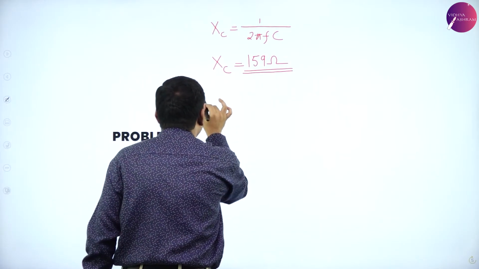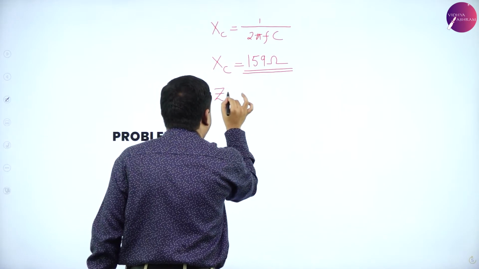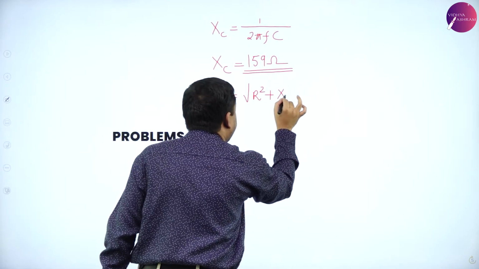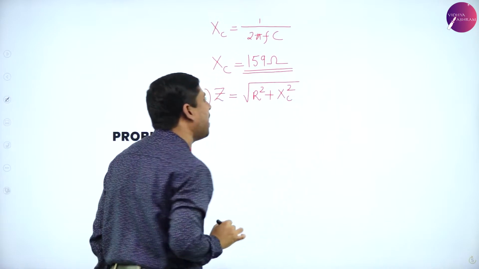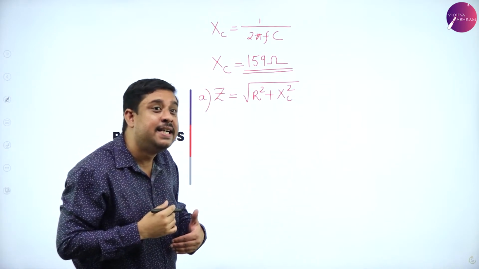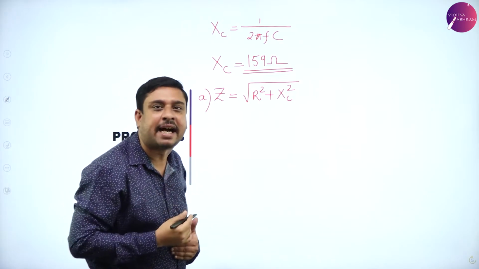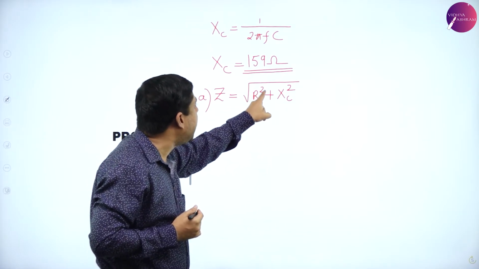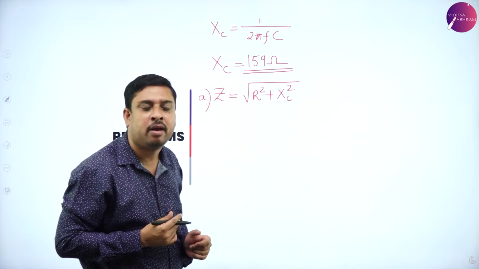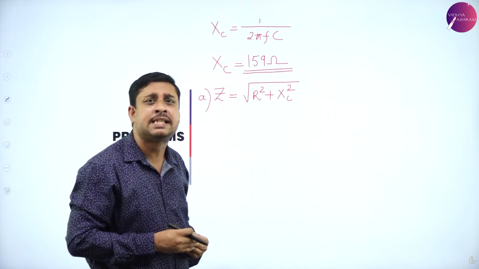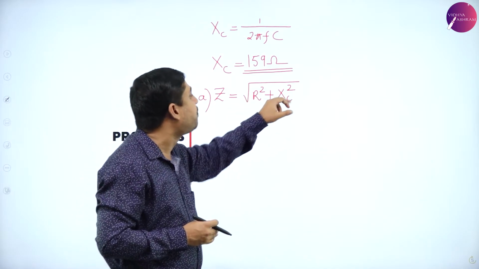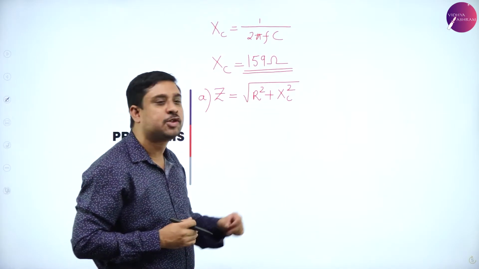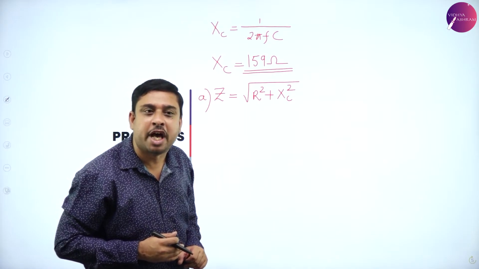Now first, I'll calculate the impedance. Now this is root of R square plus XC whole square. It is a capacitor, not an inductor, in the absence of inductance. So Z is root R square plus XC whole square. In the previous problem, there was an inductor, so R square plus XL whole square. Now I have a capacitor, so R square plus XC whole square root.